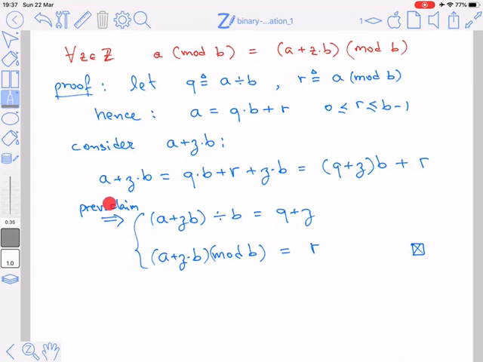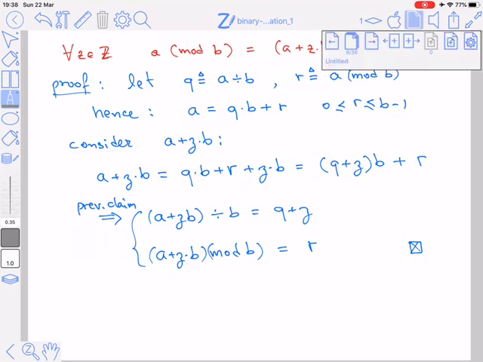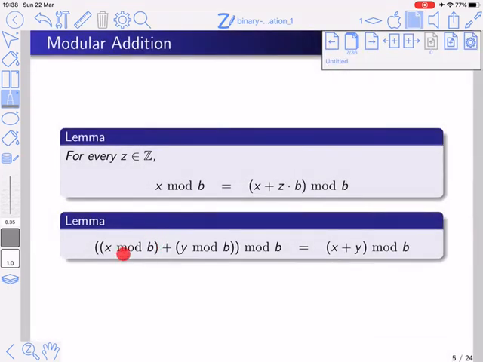By the previous claim on the uniqueness of the quotient and the remainder, we conclude that the quotient of A plus ZB divided by B is Q plus Z. This is this quotient. And that the remainder of A plus ZB when you divide by B is R. This is what you have over here. Hence, we conclude A mod B is R, but also A plus ZB mod B also gives you R, and that completes the claim.